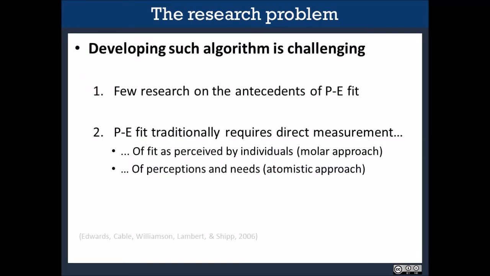Now, from a research perspective, this has several obstacles, I would say. So the first obstacle is the lack of research on the antecedents of person environment fit. So we know about some of the consequences of person environment fit. We know about some of the process, although not fully. But we know very little about the antecedents of perceived fit.